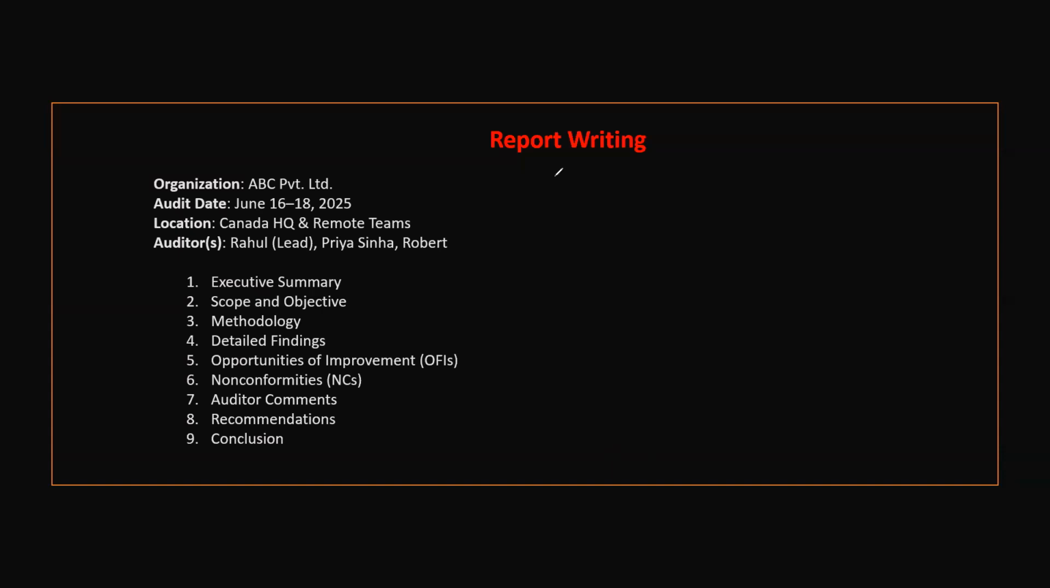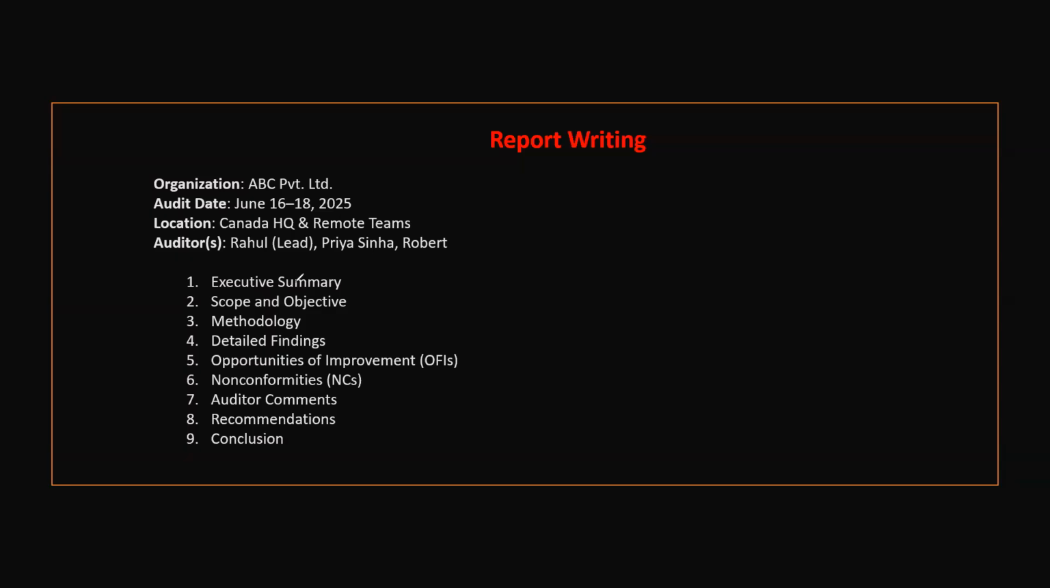So I have made a list. First of all, the name of the organization where you have done the audit: ABC Private Limited. The audit started on June 16 and ended on June 18. The location is the Canada headquarters and some of the remote teams. Who are your auditors? Rahul is my lead auditor, followed by Priya and Robert, who are my associate auditors. These are my team members for that audit, led by Rahul. Further, I'm going to give a description of the audit. First is the executive summary.